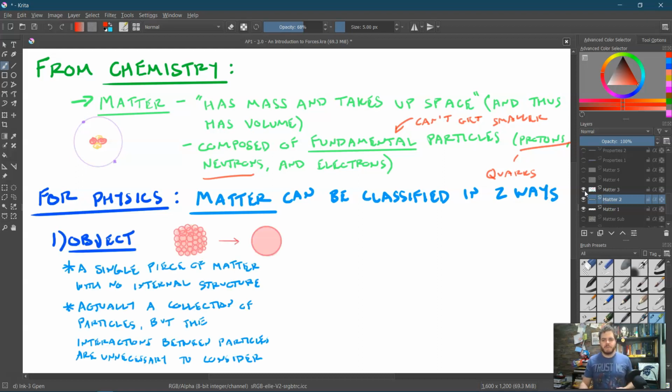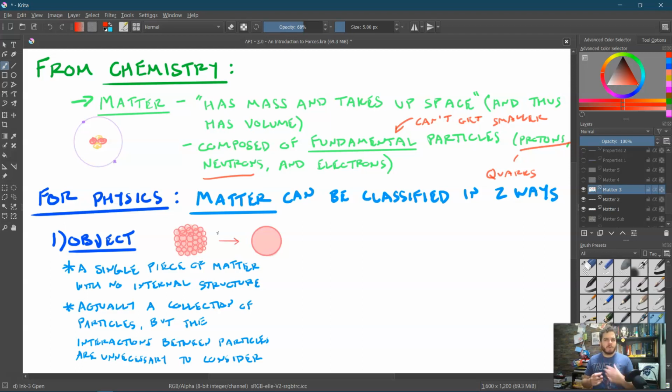And the first way is we can treat matter as an object. And by that we mean we treat it like a single piece of stuff. And we say it has no internal structure. So realistically, we know if I have a ball here, this ball is composed of many, many different atoms. Those atoms are all bonded with each other, or at least attracting each other in various ways.